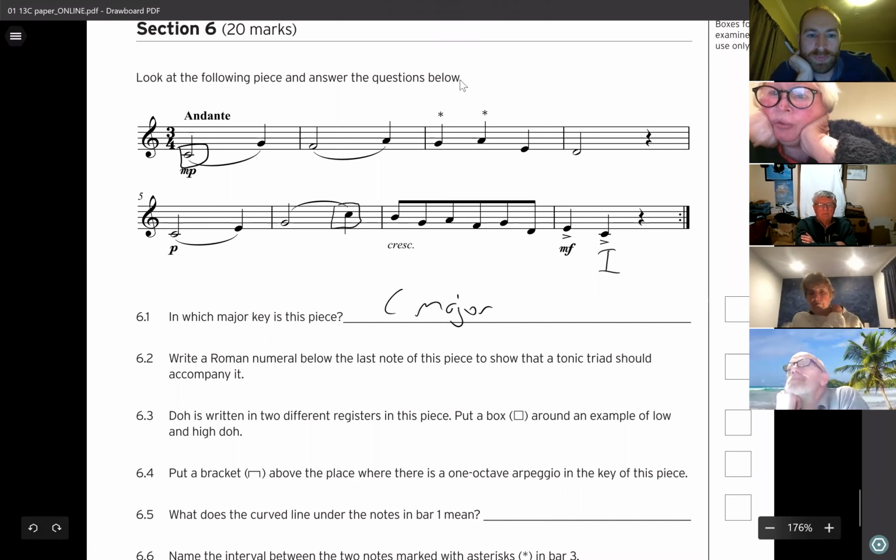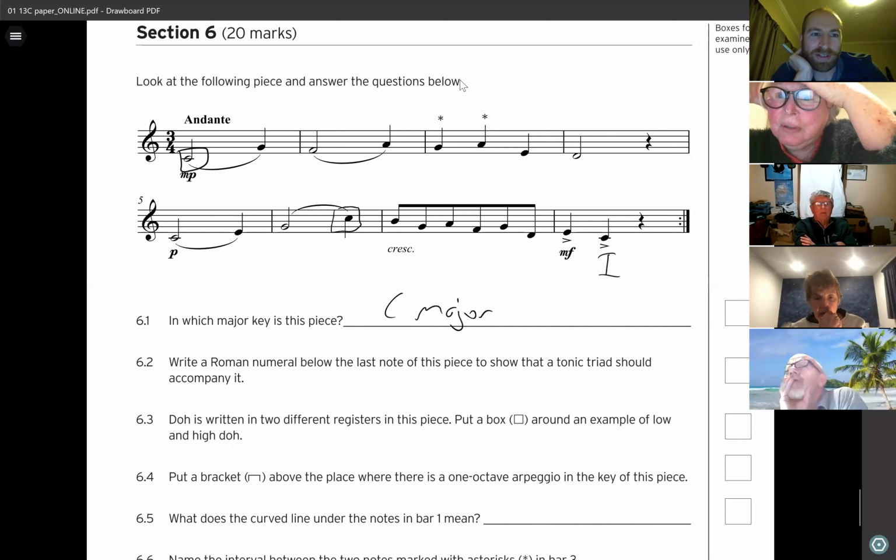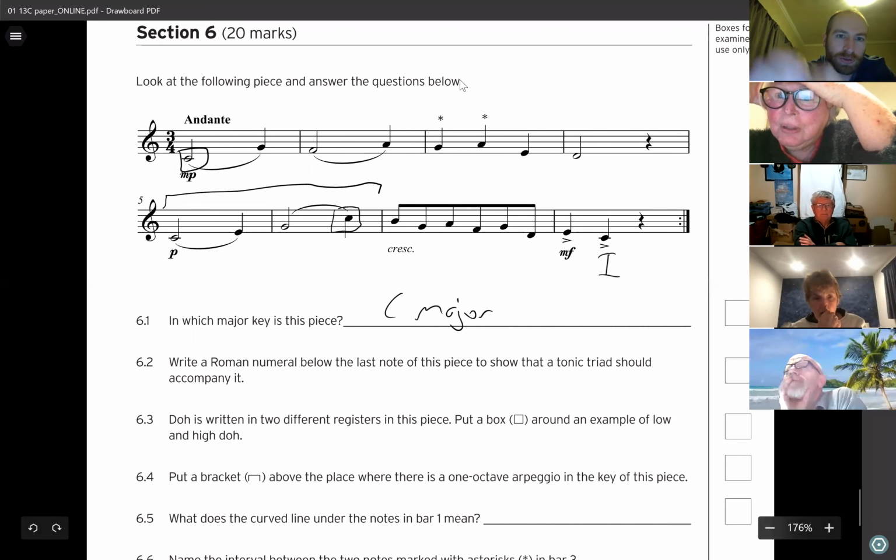Oh, good. I do well in this one. Put a bracket above the place where there is a 1 octave arpeggio in the key of the piece. Now, what's an arpeggio? 1, 3, 5. First, third, fifth, 8. I can see it. So where is it? It's in the first two bars of the bass line. Bar 5 and 6, right? Yep. So we would do that.